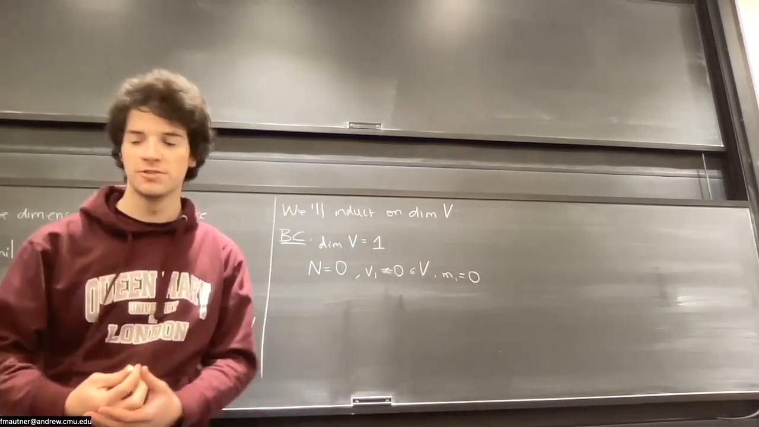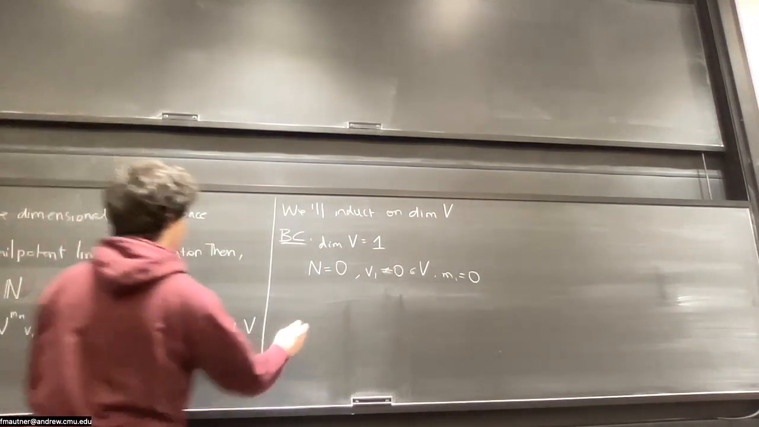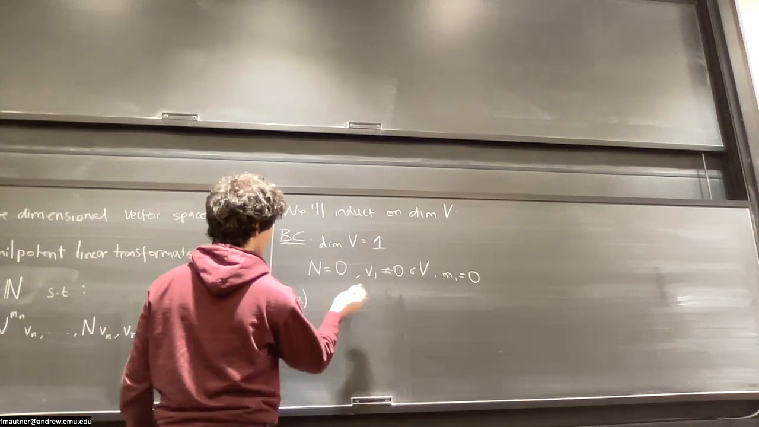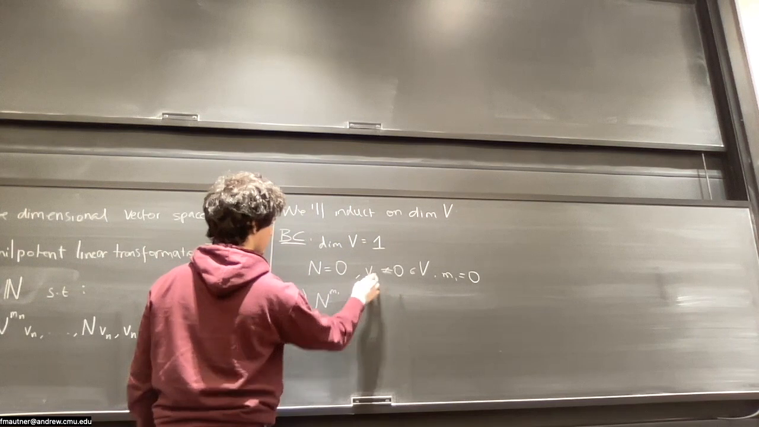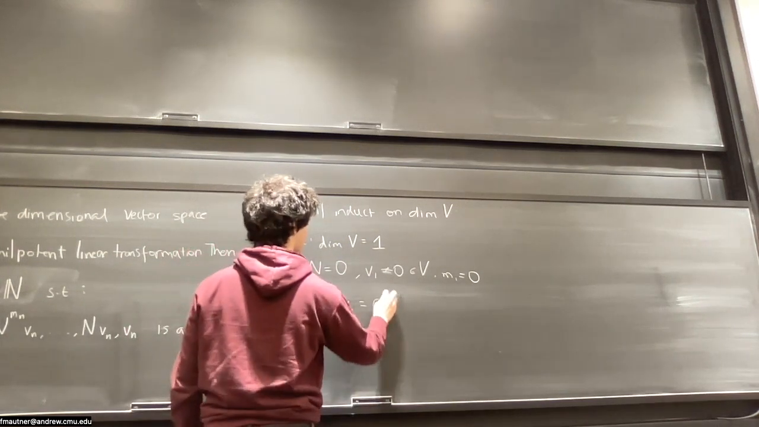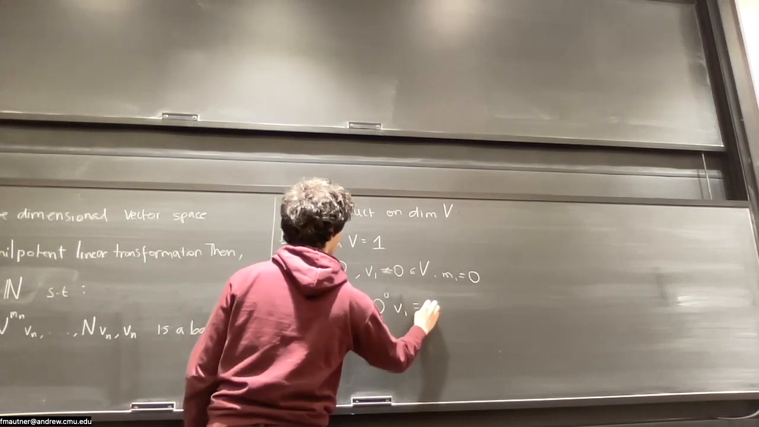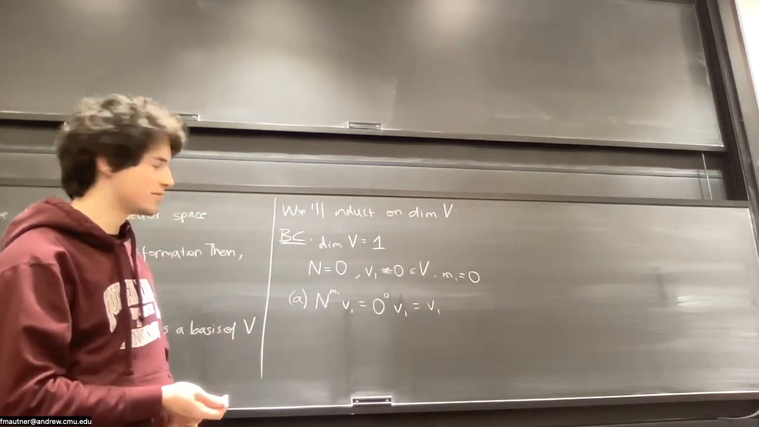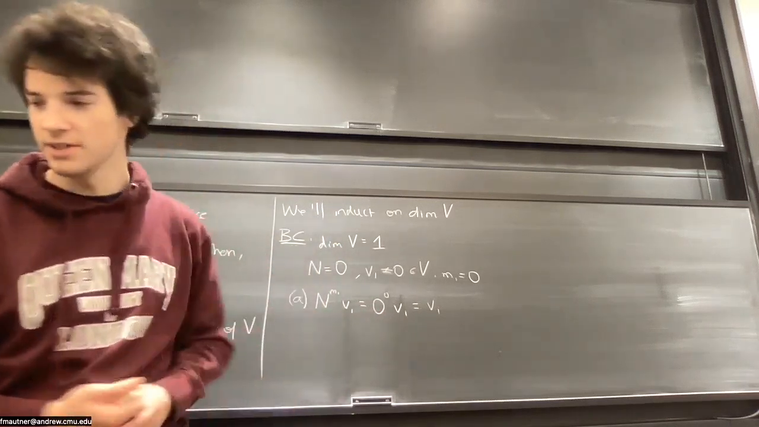And then all we need to do is verify that A and B do hold. So for A, we just notice that N, which is 0, to the M1 applied to V1 is just the 0 map to the 0, which is the identity applied to V1, which is just V1, which is obviously a basis for V, because V is just one dimension. So one vector spans everything.